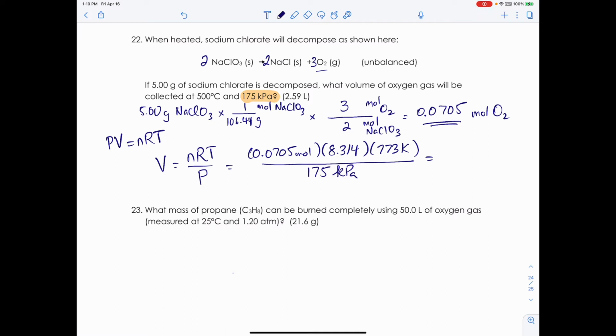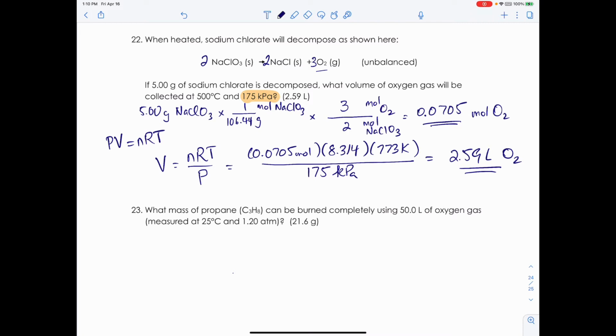We can keep 3 significant digits in our answer. 0.0705 times 8.314 times 773, divided by 175, is going to give me the number of liters: 2.59 liters of oxygen produced at those conditions, at 500 degrees Celsius and 175 kilopascals.